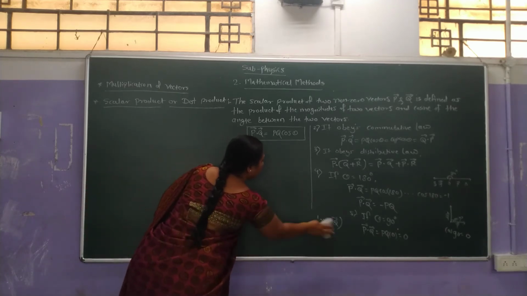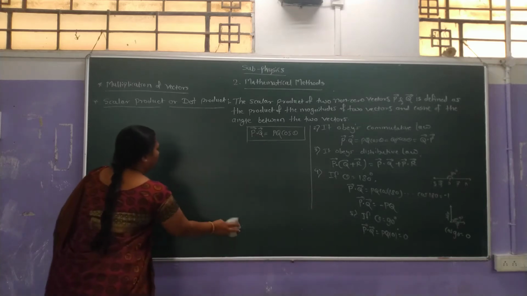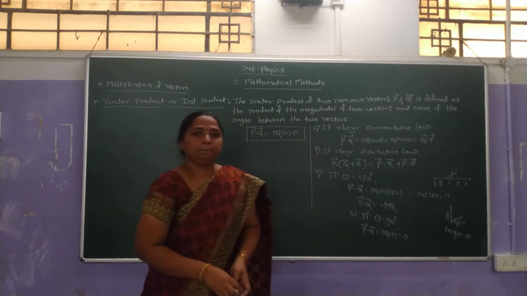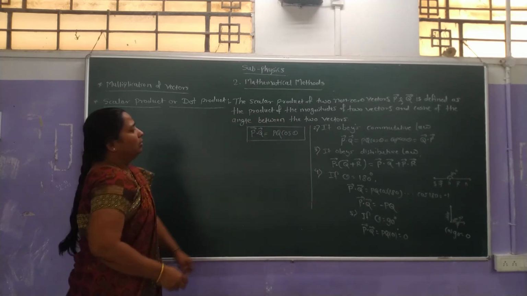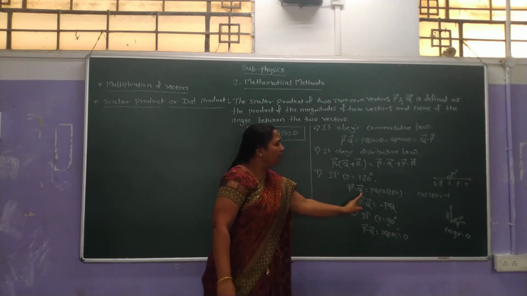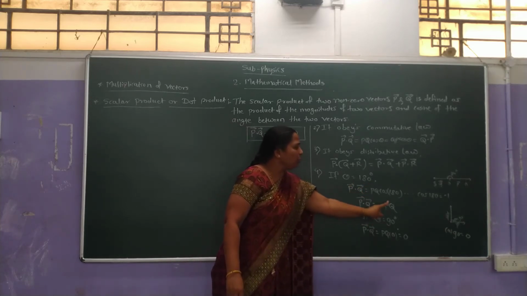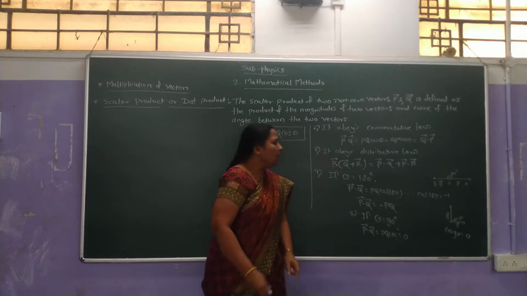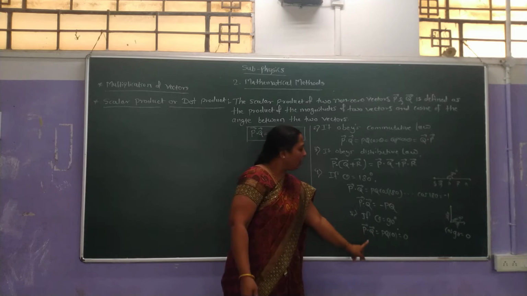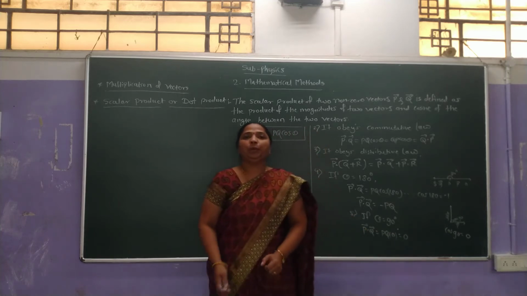We study the next characteristic of the dot product of two vectors. Fourth characteristic: if theta is equal to 180 degrees, p dot q is equal to minus pq, because cos 180 is equal to minus 1. And if the two vectors are perpendicular to each other, their dot product is 0.